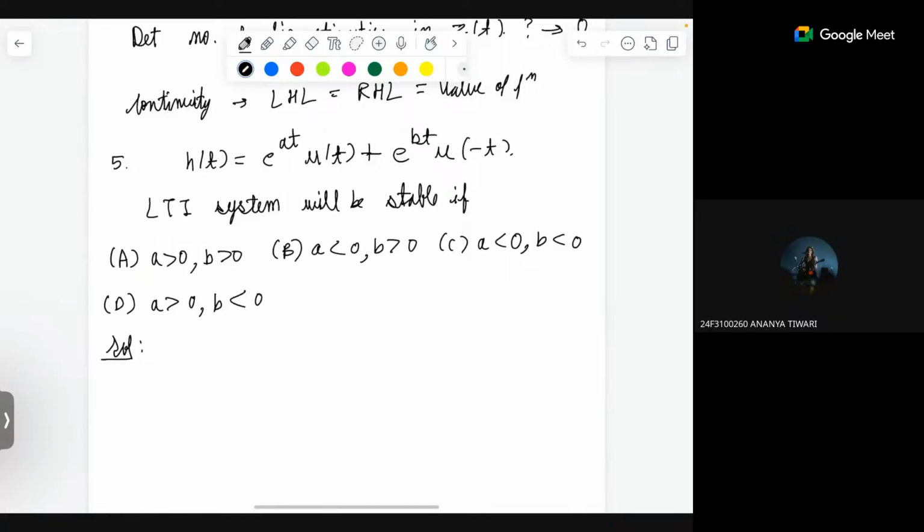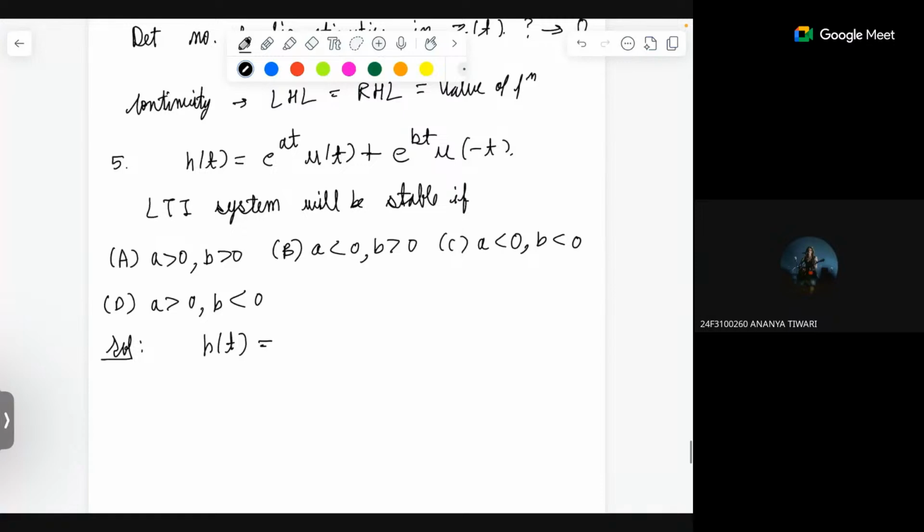And just to refresh your memory, when we know that there is an LTI system and the impulse response is given, if the impulse response is absolutely integrable, then my system will be stable.